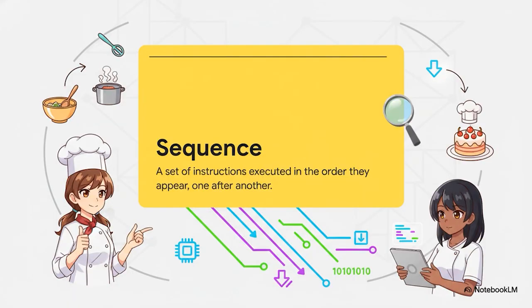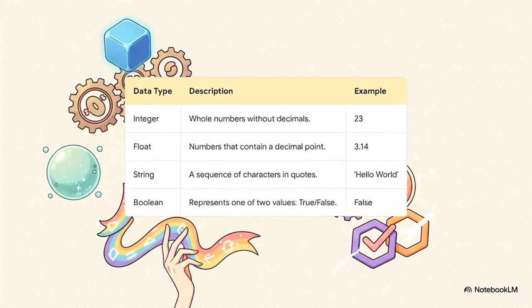Next up is something called sequence. Now this sounds all technical, but it's really not. It's just like following a recipe. A computer reads your code from the top to the bottom, one line at a time, one instruction after another, in that exact order.